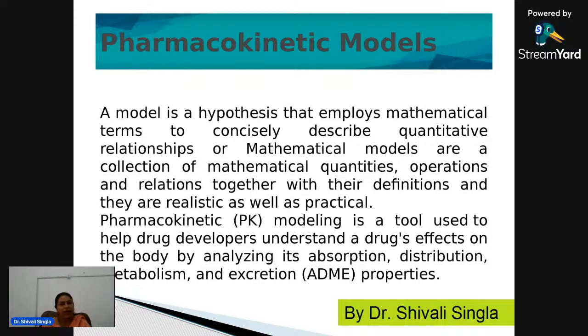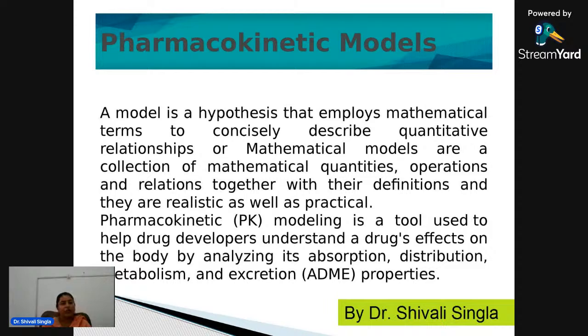But in the case of pharmacokinetic modeling, it is a tool used to help drug developers understand a drug's effect on the body by analyzing its absorption, distribution, metabolism, and excretion. Combined, they are called ADME properties.